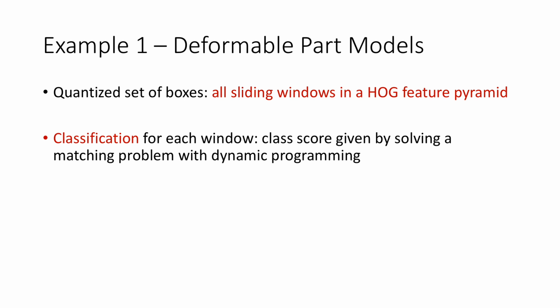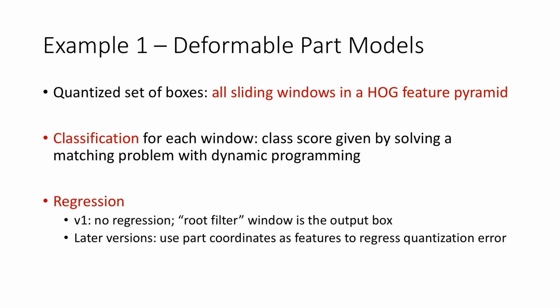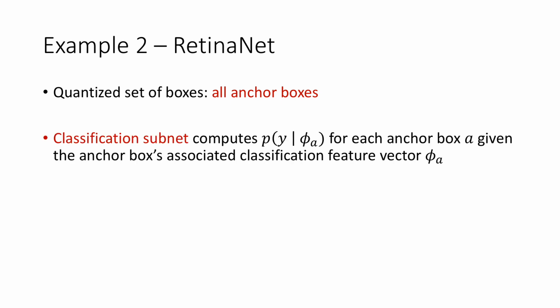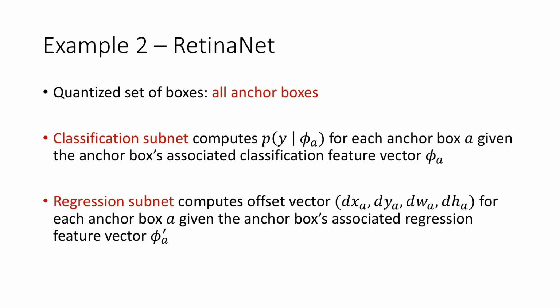Classification is performed by solving a matching problem between the templates in the model and the HOG features. And finally, a regression is performed to predict the detected object's bounding box. The second example is RetinaNet. RetinaNet uses anchor boxes, which together represent the set of quantized boxes. The network contains a classification subnet that predicts the posterior label distribution for each anchor box, given the feature associated with the anchor. In parallel, a regression subnet predicts offset vectors that transform the anchor into the predicted box.